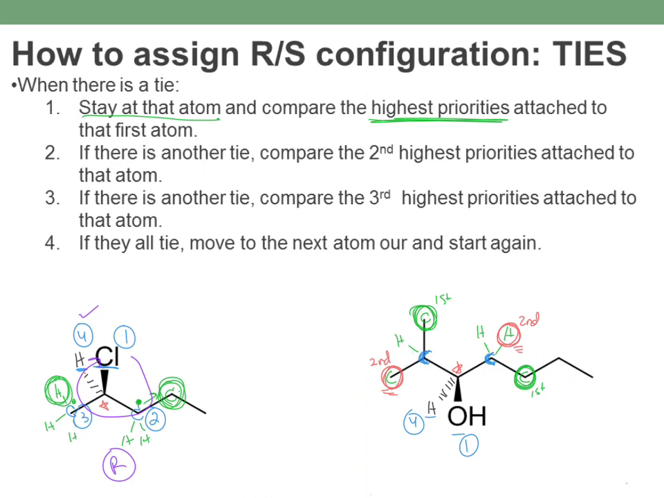This group on the left should have my second highest priority, and the group on the right should have my third highest priority. And so that's an example of where I had to go to the second highest priorities here, right, for that group. Now, again, had those second highest priorities also been tied, I would have gone to the third highest priorities, is the idea. Once again, my lowest priority group is already in the back, so I just draw 1 to 2 to 3, and it looks like I have yet another R configuration for these molecules.